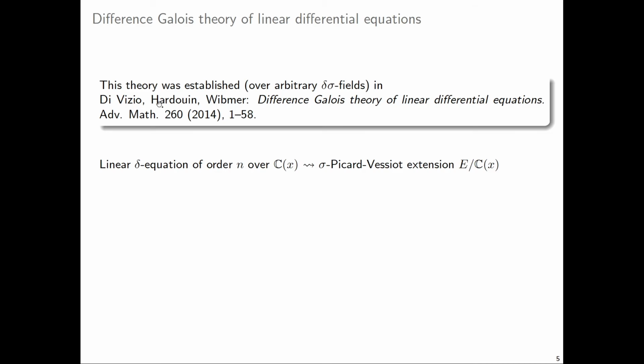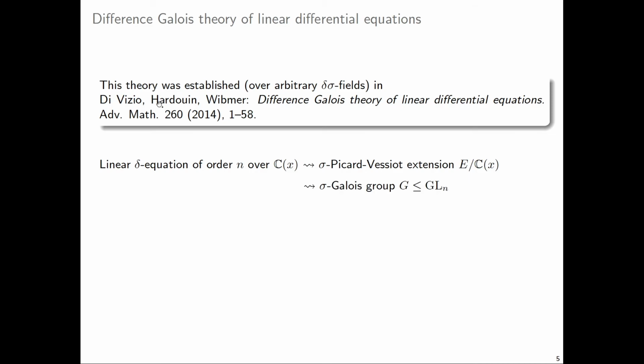Then you need to find a sigma Picard-Vessier extension. So you need to find a complete set of solutions somewhere, and then join the set and also all images under sigma and higher powers of sigma. And you need to do this in a meaningful way, by which I mean you don't want to get new constants. Okay, and by the way, if the field of differential constants is algebraically closed, as it is in our case, then these extensions always exist, but are not unique.